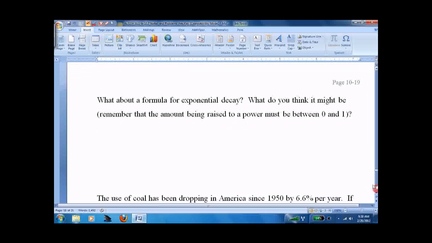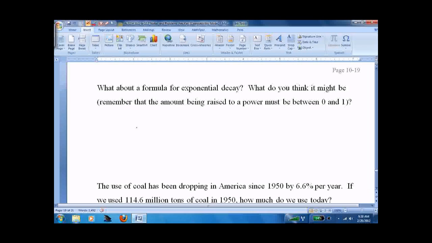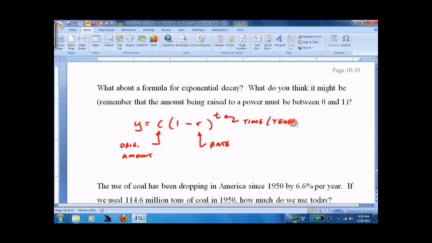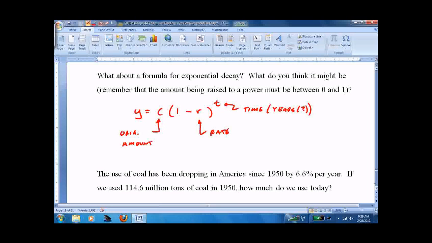Now, we also have exponential decay. What do you think the formula might be? I'll give you a hint. Looks a lot the same. Except where we used to have a plus, now we have a minus. That's it. So again, original amount, rate, time. Usually in years, but not always. So this is for things that are consistently dropping.